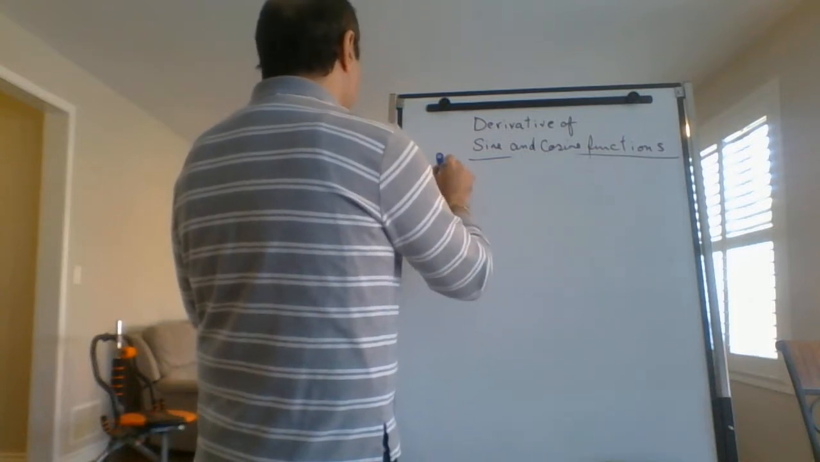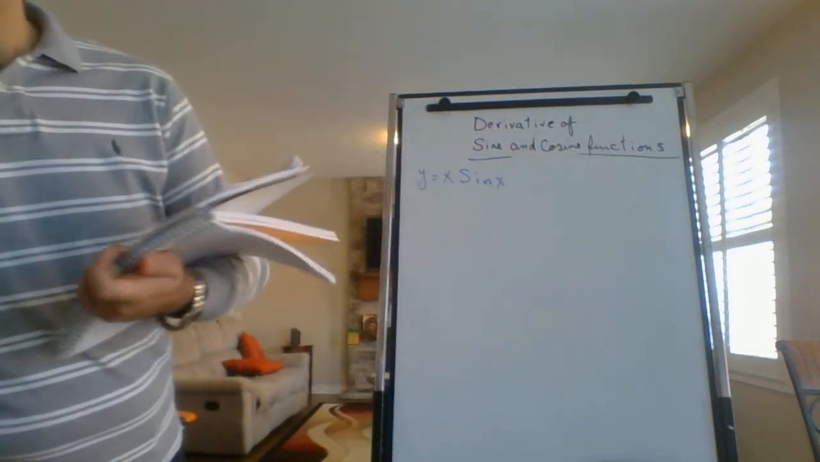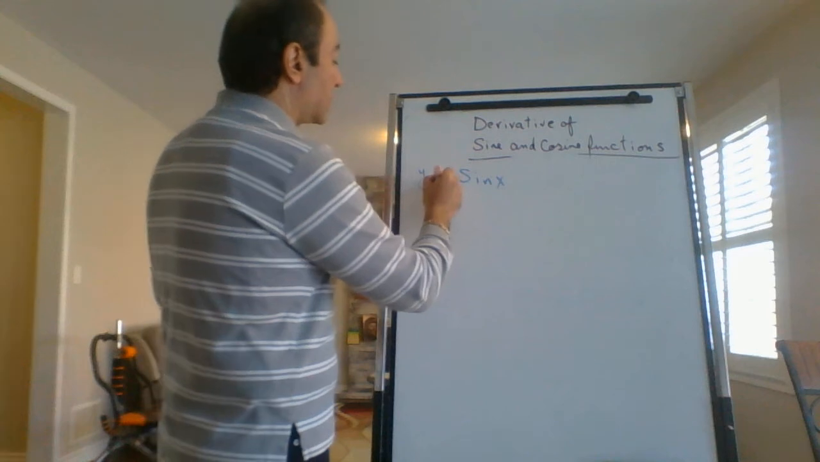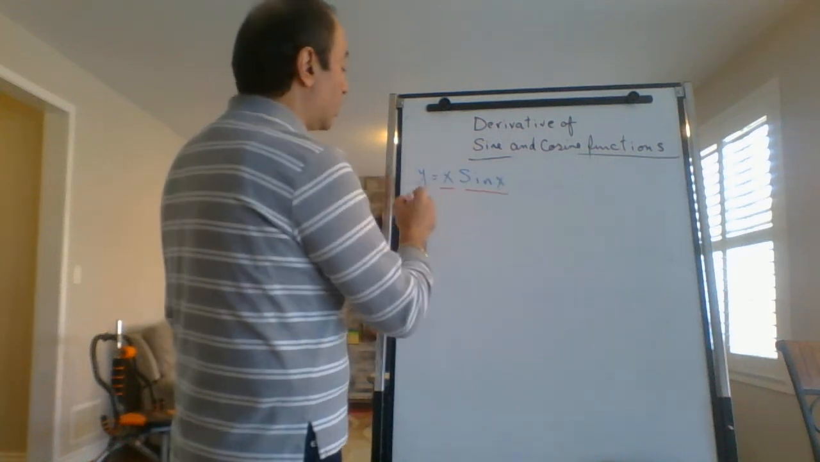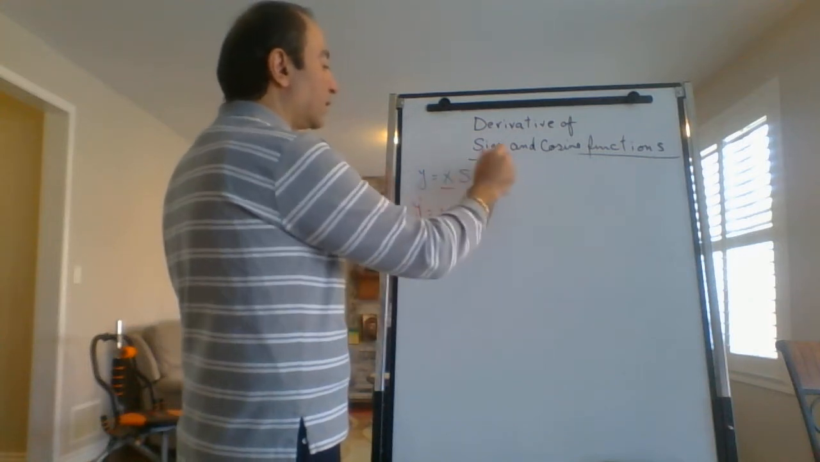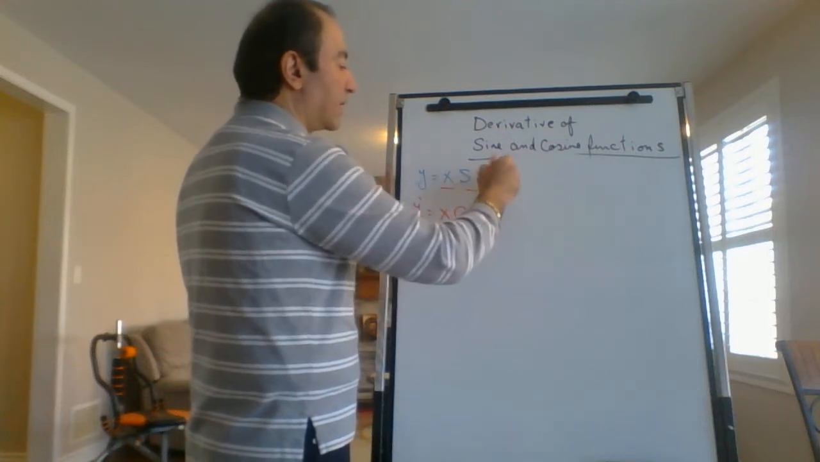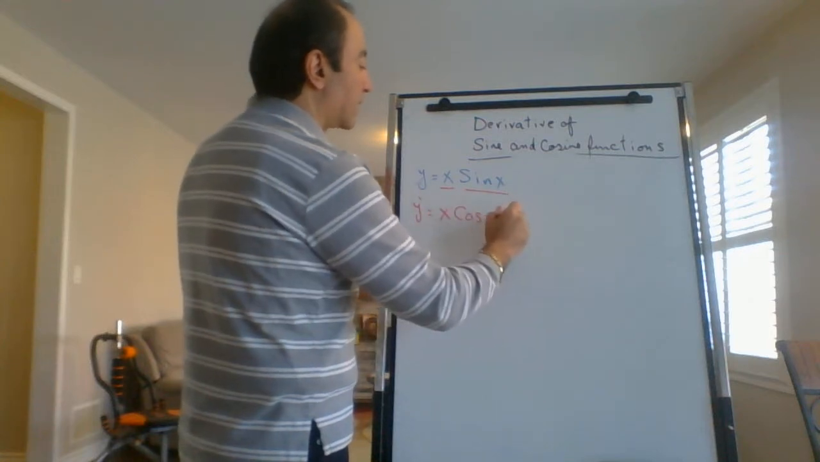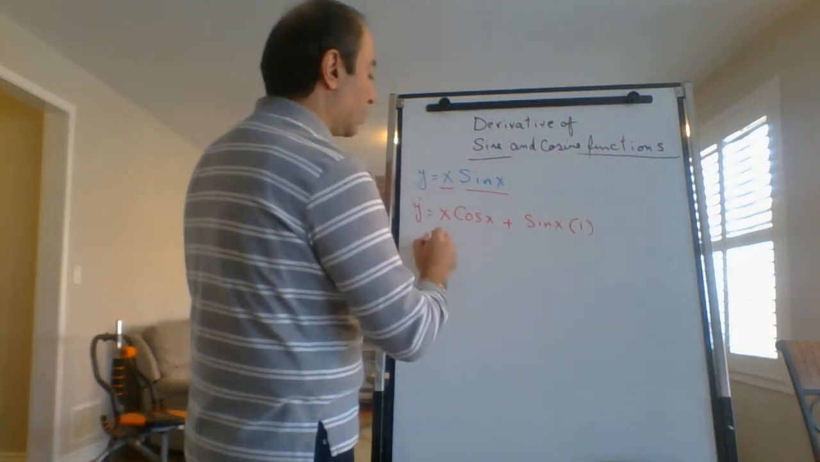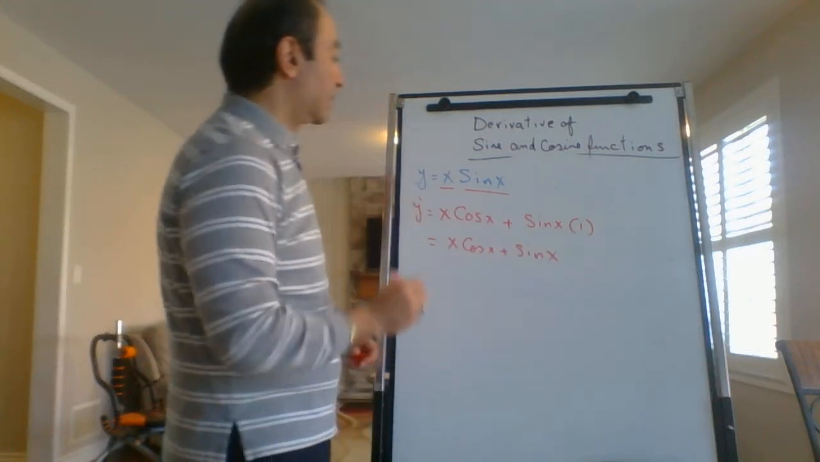Example 2, y equal x sine x. So when we find the derivative of this one, this is two functions multiplied. So y prime will equal, we have to use product rule, so the first times the derivative of the second. What is the derivative of sine anything? It is cosine that thing. And this is x, so times 1. Plus the second times the derivative of the first, which is 1. So we can write this as x cosine x plus sine x. This is example 2.